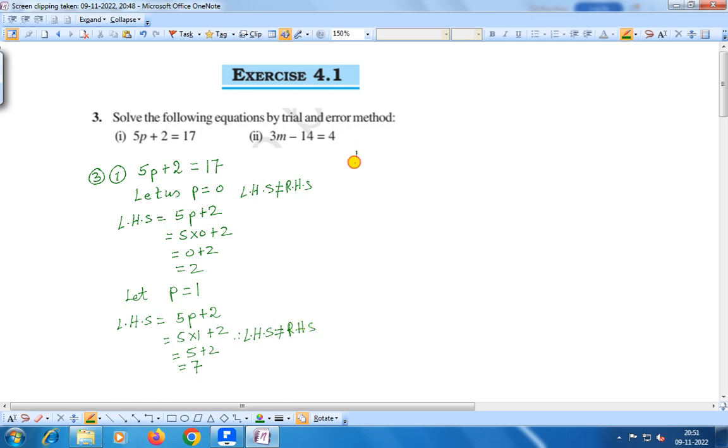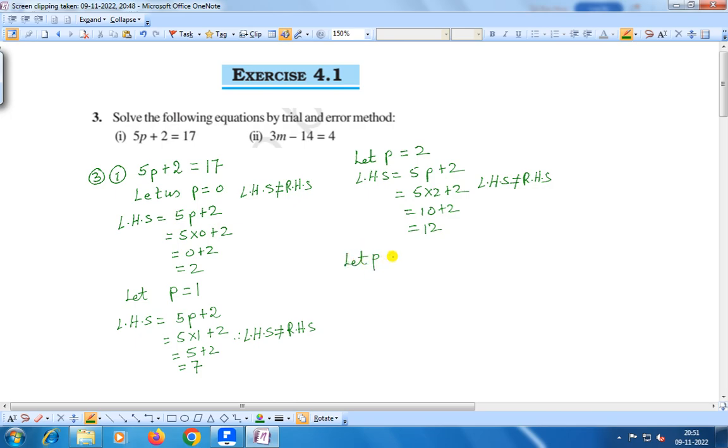Now let us take the value p is equal to 2. Therefore left hand side is equal to 5p plus 2. If we take p as 2, that is 5 into 2 plus 2, 5 tens are 10 plus 2 is equal to 12. And right hand side is 17. Therefore left hand side is not equal to right hand side. Let us take another value.